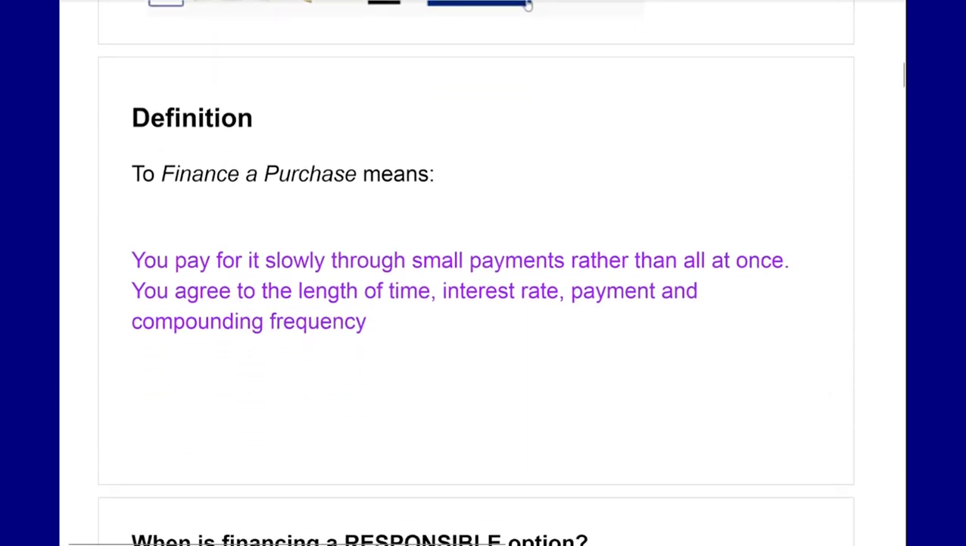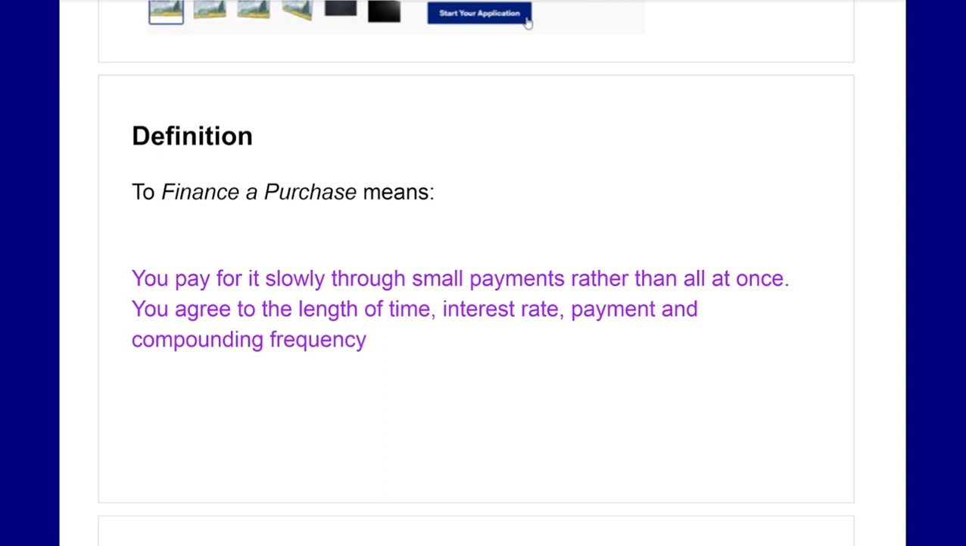But if we want to finance a purchase, that means you agree to pay for it, but you pay for it slowly through small payments rather than all at once. You agree to the length of time, the interest rate, the payment, and the compounding frequency. The compounding frequency deals with how often you're going to pay. It could also deal with how the interest is calculated. This is usually all prearranged for you. You don't really get much of a say with this type of purchase. Usually, the company or the business already has it set up because it has to benefit them if they're going to give you a product for free and then have you pay it back over time.